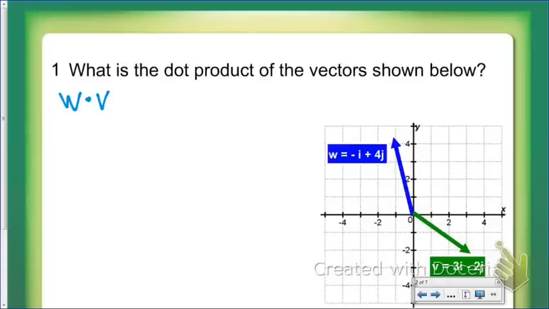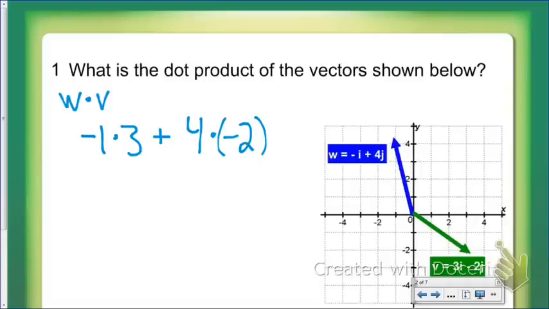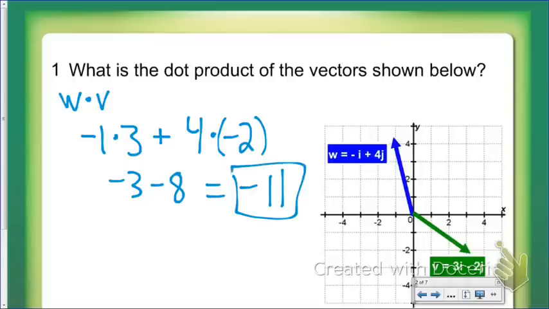I'm going to take the horizontal components and multiply them together. So I'm going to do negative i, which is just negative 1 i, so negative 1 times the horizontal component of v, which is 3. Then I'm going to add that to the vertical component of w, which is 4, times the vertical component of v, which is negative 2. Then all I have to do is the math. Multiply first, that gives me negative 3 minus 8, which gives me a final answer of negative 11. So the dot product w dot v is negative 11. Again, it works out to be a number, not a vector.